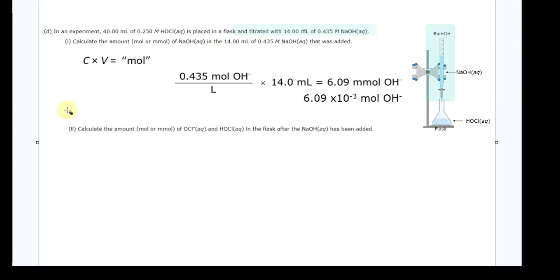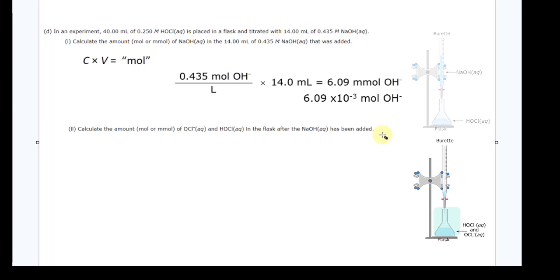If you didn't have time to do an entire problem, you could have easily done this problem with your basic knowledge that you got back in chapter 4. Next, calculate the amount in moles or millimoles of the hypochlorite ion and our acid in the flask after the NaOH has been added. Okay, this is a tougher problem. This one's probably going to be worth 2 points.